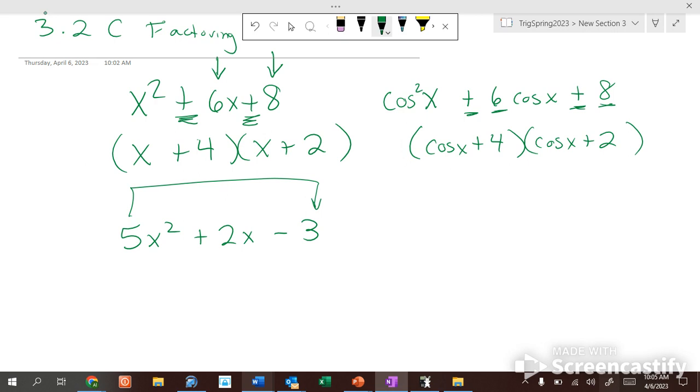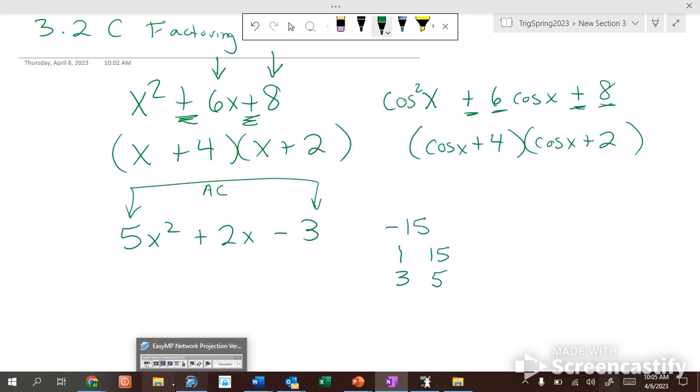Yeah, the AC method. Take A times C, which is negative 15. And then what are the factors of negative 15? Well, they're 1 and 15, or 3 and 5. Now, there's opposite signs to make negative 15, right? What adds up to be the middle term?